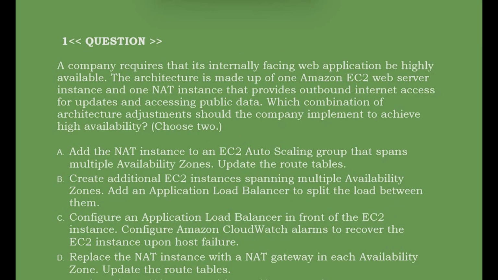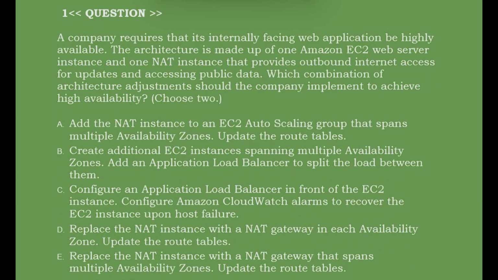Question is a company requires that its internally facing web application be highly available. The architecture is made up of one Amazon EC2 web server instance and one NAT instance that provides outbound internet access for updates and accessing public data. Which combination of architecture adjustments should the company implement to achieve high availability? Choose two options.